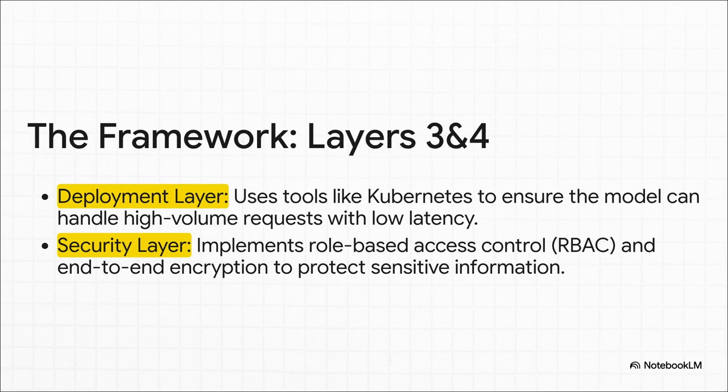The next 2 layers build out the operational framework. The deployment layer uses heavy-duty tools like Kubernetes to make sure your AI can respond instantly to thousands or even millions of users without breaking a sweat. And the security layer? It's completely non-negotiable. It uses things like role-based access and encryption to make sure only the right people see the right information.